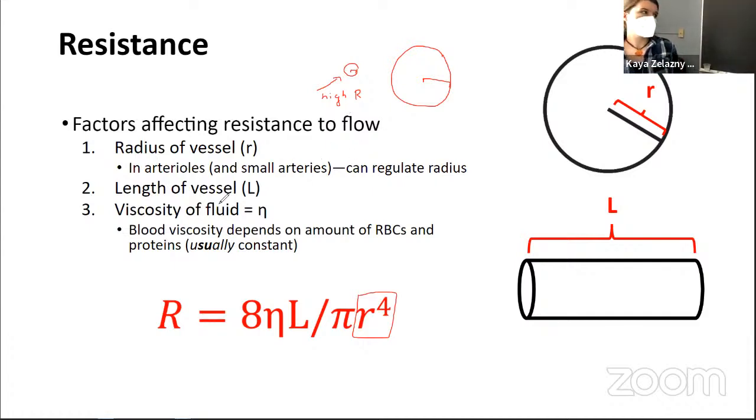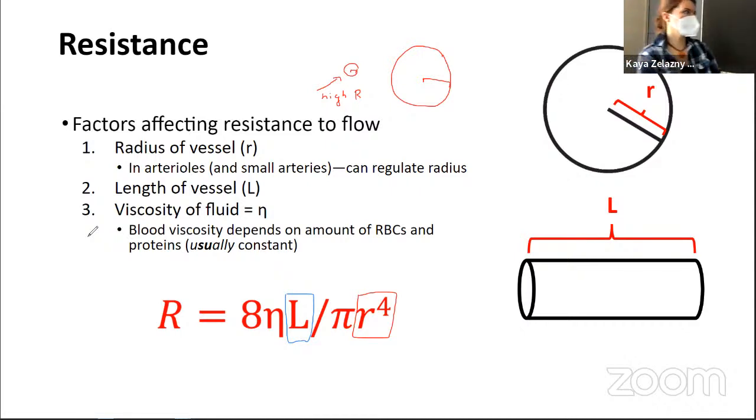Okay. So other things that can factor into the resistance here. Next, we have our length of vessel. If we made something longer, do we increase or decrease the resistance? Increase, right? So length and resistance are directly proportional. Now, do you think we're often going to see how long our blood vessels are change? No, right? So we're mostly going to ignore length, and we won't talk about that too much.